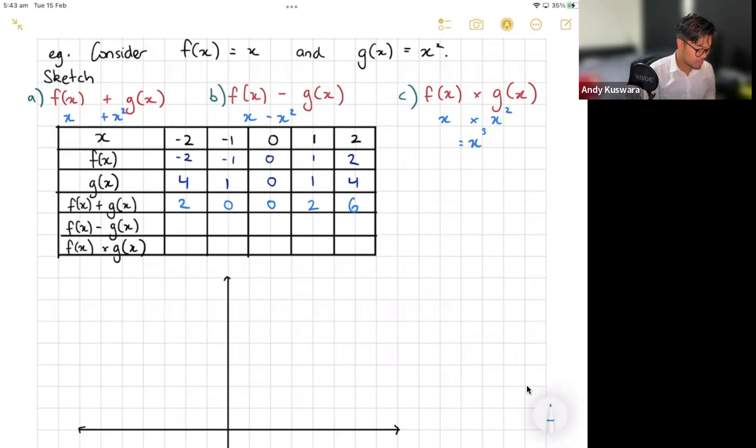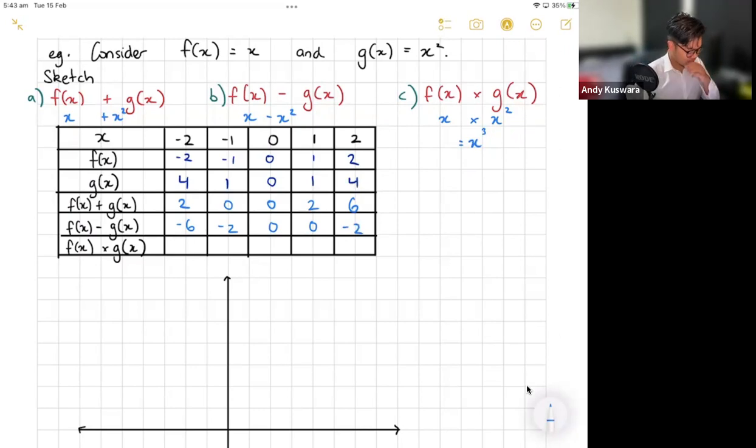Now let's take a look at f(x) take away g(x). So now we just go whatever f(x) is, take away g(x). So it would be -2 take away 4, which is -6. For here, I'm looking at -1 take away 1, -2, 0 take away 0 is 0, 1 take away 1 is 0, and 2 take away 4 is -2.